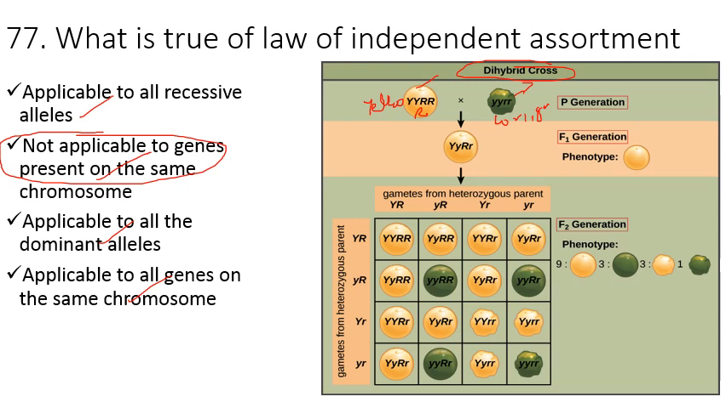In addition to this, in the F2 generation we get two new combinations. One is round green seed and the other is wrinkled yellow seed. So these are the new combinations which arise from the two parental combinations. This is possible because of independent assortment, but the genes which are assorted independently are present on different chromosomes. They are not present on the same chromosome.